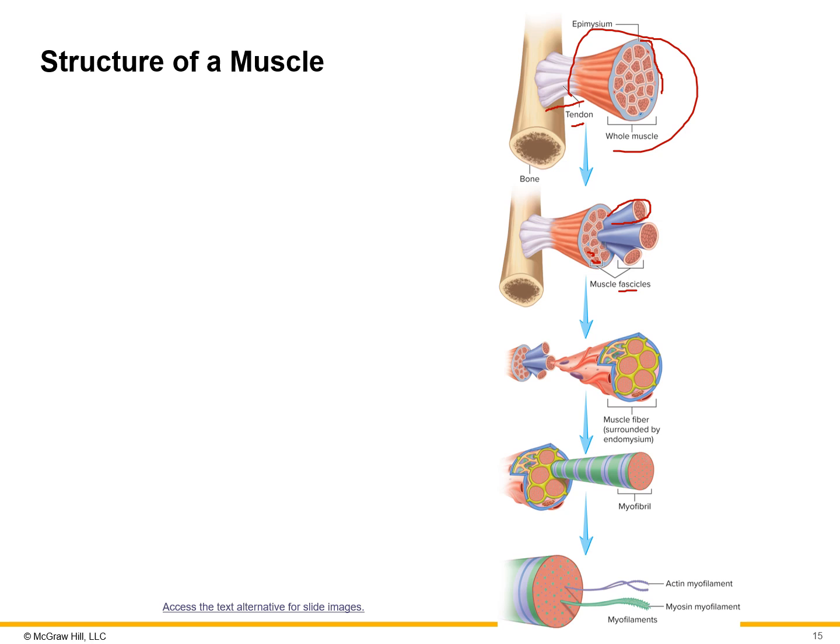Each of those fascicles are made up of individual bundles of muscle fibers. And what holds them together is that perimysium in between all of those muscle fibers. And then the muscle fibers are individually made up of myofibrils, which are collections of actin and myosin filaments, or myofilaments. Again, our actin are thin, our myosin is thicker, and those are going to form those structural units called sarcomeres.